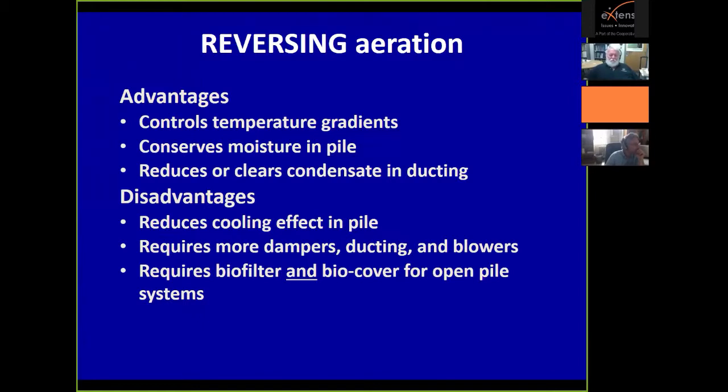Some of the other advantages and disadvantages you see here: it does require a lot more dampers and ducting and blowers. And you need both a biocover for positive aeration odor control and a biofiltration or scrubbing system for negative air emissions control.